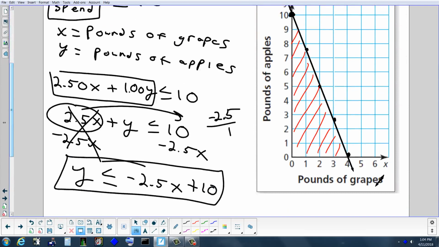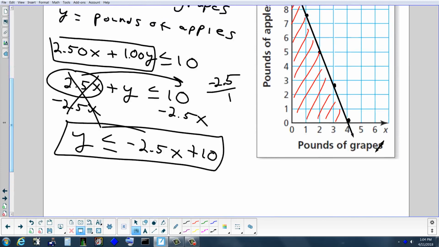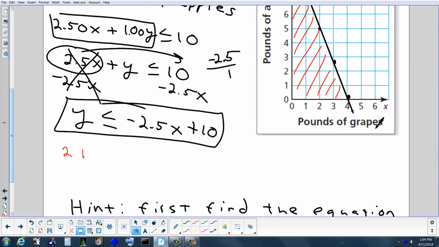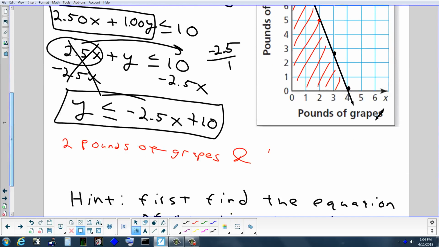Somebody give me one combination of grapes and apples you could afford based on this. 2 pounds of grapes, and then 5 pounds of apples. It's just barely, you have exactly enough money to buy that. You're going to be right on the line. 2 pounds of grapes, 5 pounds of apples.